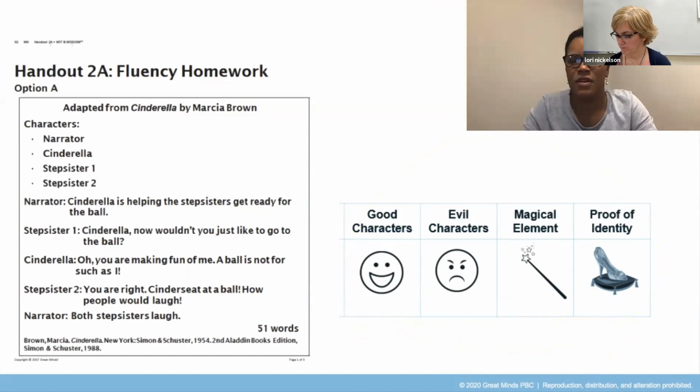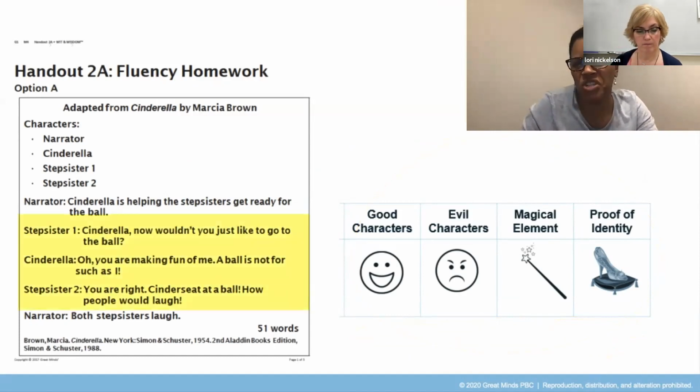Listen carefully. Cinderella, now wouldn't you just like to go to the ball? Oh, you're making fun of me. A ball is not for such as I. You are right. Cinderella at a ball? How people would laugh.